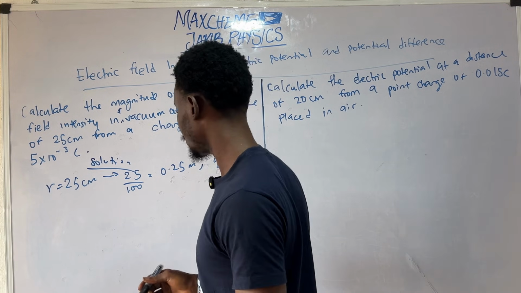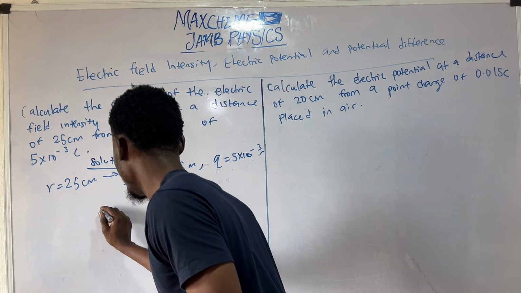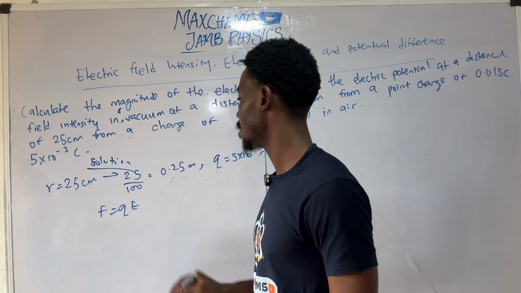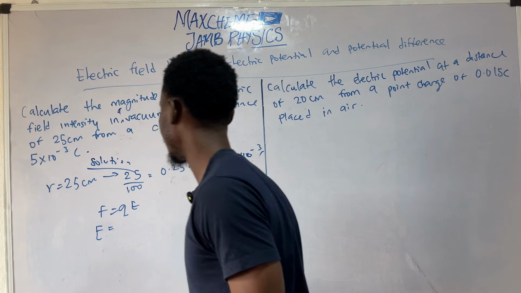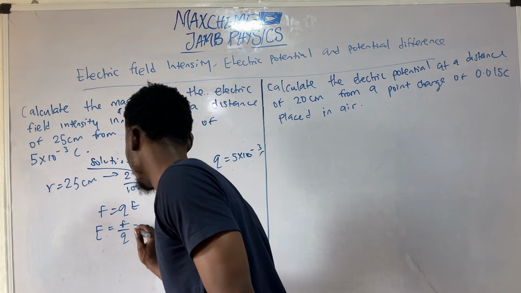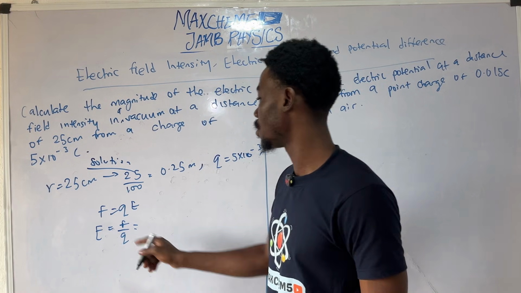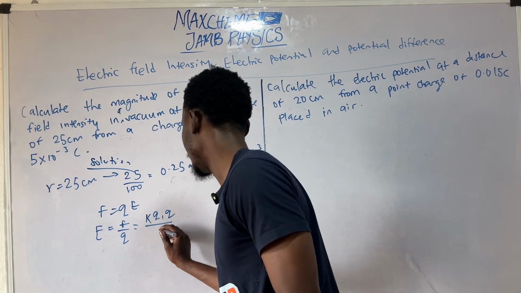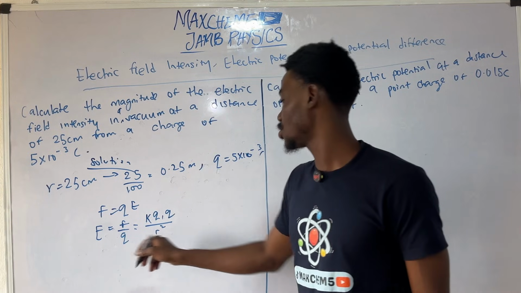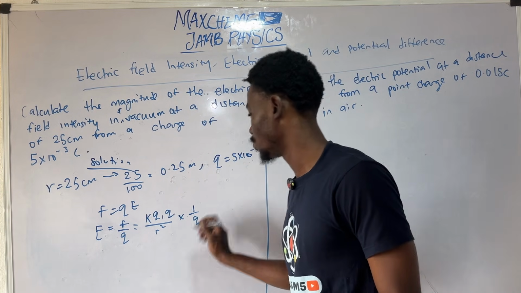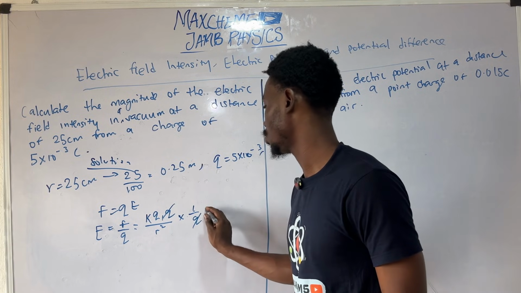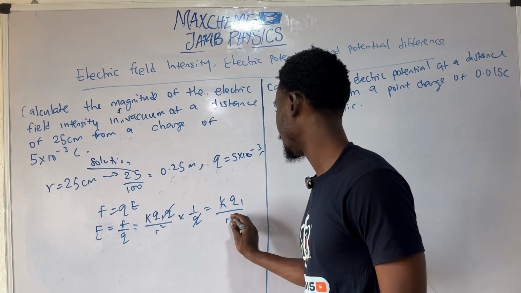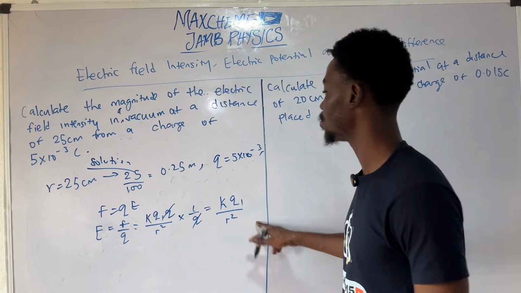From the previous video, I said that F is equal to QE, where E represents the electric field intensity. If I make E the subject of formula, I can say F over Q. From Coulomb's law, F itself is actually KQ1 Q over R squared, and we are dividing by another Q, so times 1 over Q. So that would mean Q would cancel out Q and we would have the formula KQ1 over R squared. So this is the formula to use in this case.